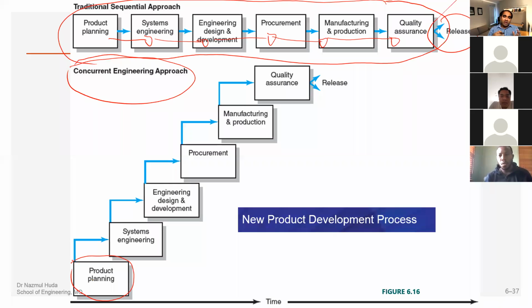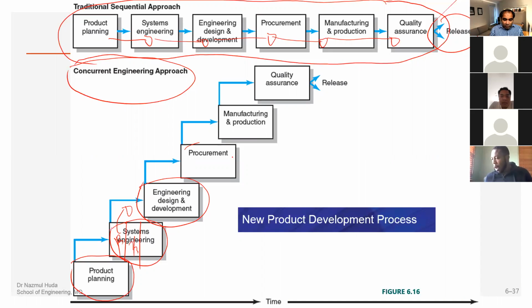as soon as we have the product planning process, we start working on the systems engineering. When the systems engineering work is underway, if we have the capacity, let's say for example, we finish 1/3, then this is 2/3, this is all of it. As soon as we finish 1/3, we start the engineering design and development process based on what system engineering task we completed so far. We don't have to wait until the entire task is completed.